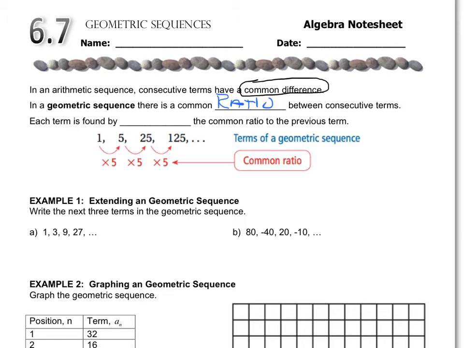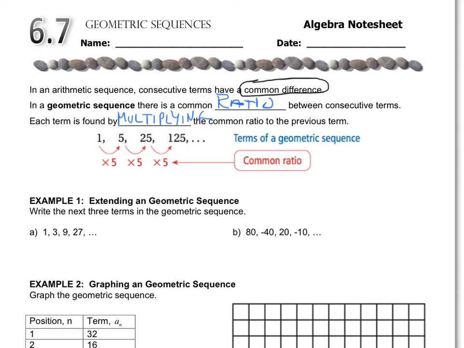Each term is found by multiplying the common ratio to the previous term. So as you can see in the example, we are multiplying by 5 each time. So the first term is a 1, times 5 is a 5, times 5 is a 25, times 5 is a 125, etc., etc.